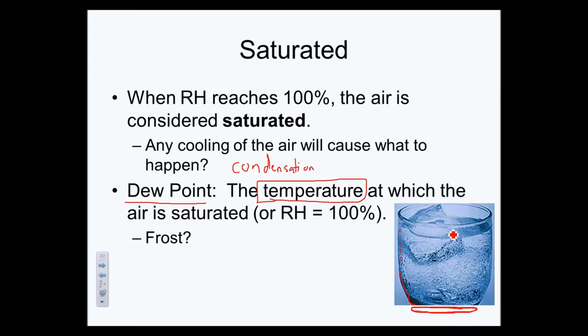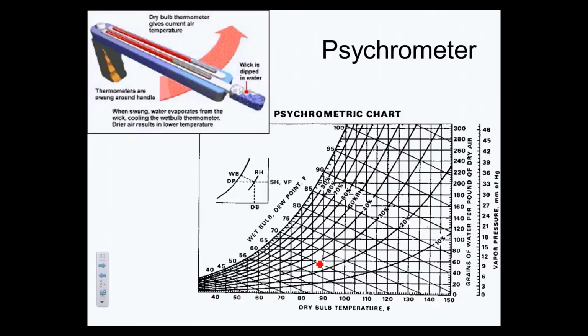Okay? The glass gets really cold because of the ice, so it cools the air next to it to its dew point temperature, so the water condenses out onto the side of the glass. Okay, before I show you a little video, I want to also show you a video about a psychrometer and how it works, so I just want to talk about this.